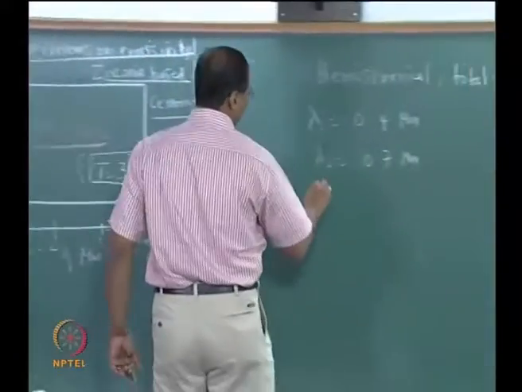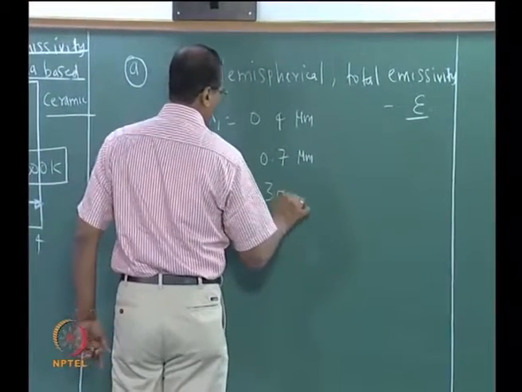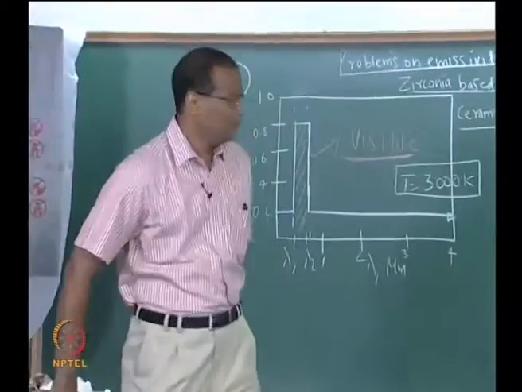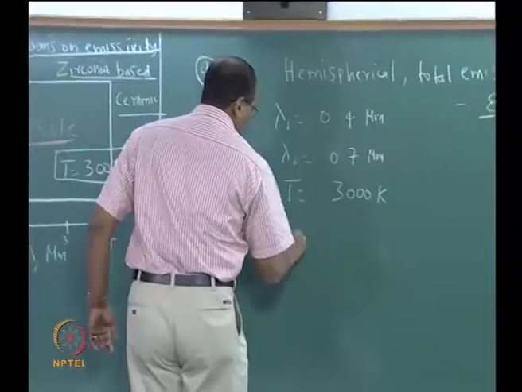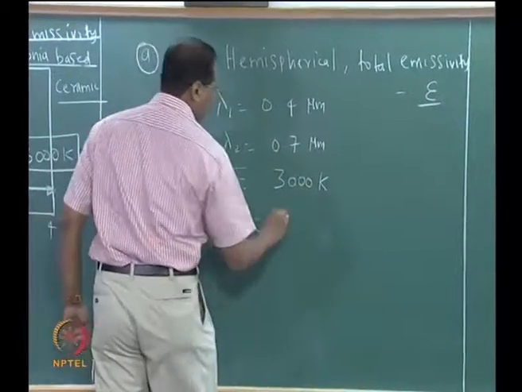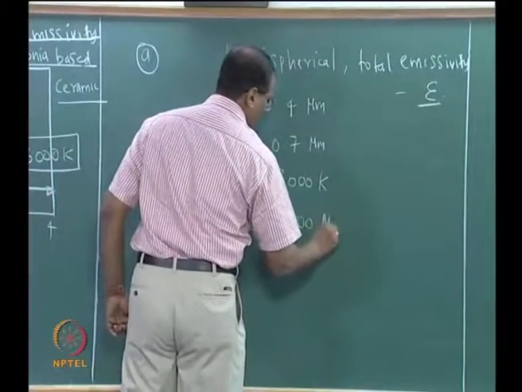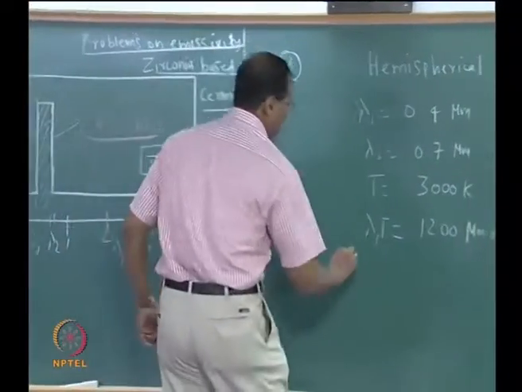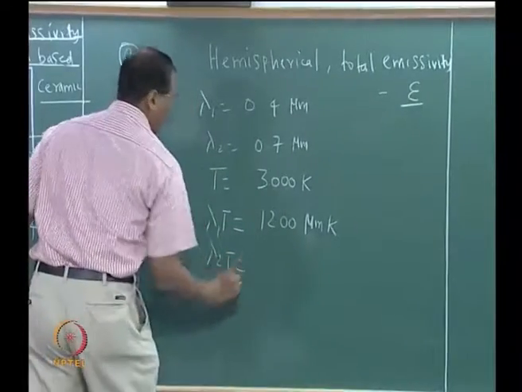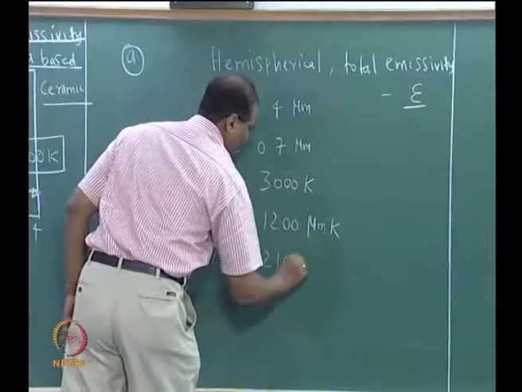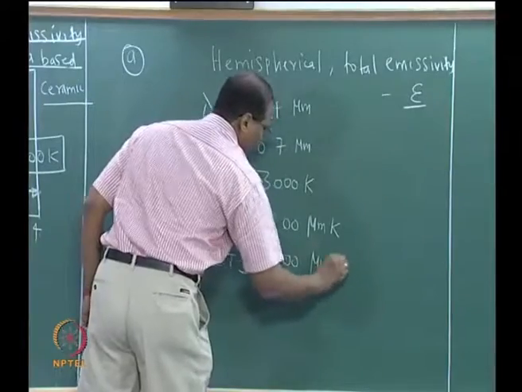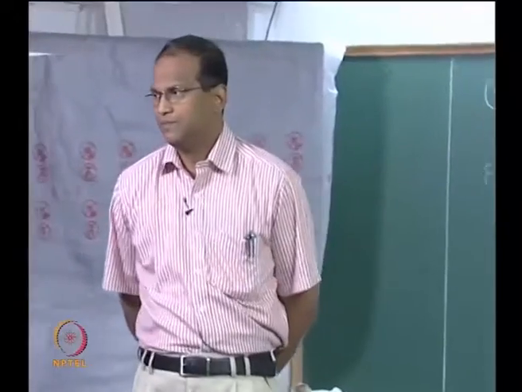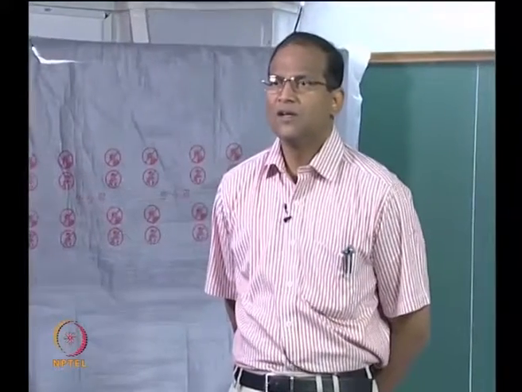T is 3000 Kelvin. So lambda 1 T is 1200 micrometer Kelvin. Okay. So starting is good, no problem. Now we write an expression.